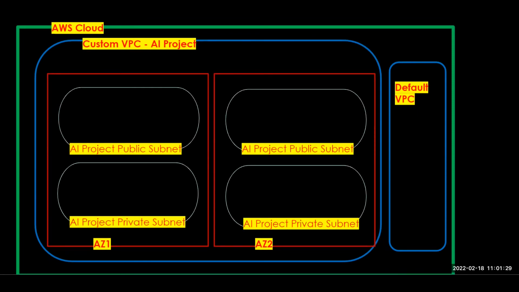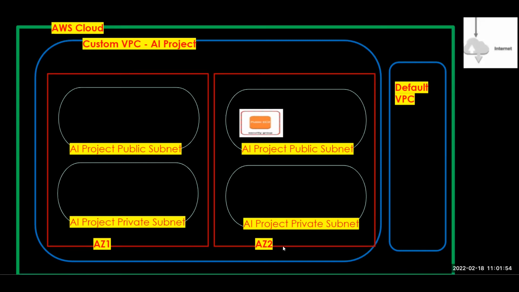So in availability zone 1, we have two subnets. One is the AI project public subnet, and the second one is the private subnet. In availability zone 2, we have the same subnets, a public subnet and a private subnet. Then we will have an EC2 instance with a security group in the public subnet in availability zone 2.